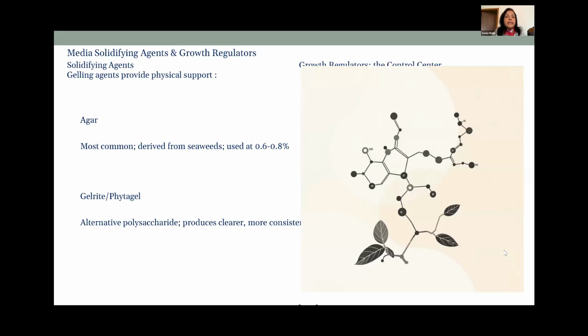And to provide the support, we use different gelling agents, and agar is the most commonly used gelling agent. It is derived from the seaweeds, another plant, red color algae which is growing along the seaside. The agar is obtained from that. And Gelrite and Phytogel are also used in some of the commercial labs. The only thing is that Gelrite and Phytogel give very clear media, but it is more expensive than agar. Agar itself is also expensive, but Gelrite and Phytogel are more expensive than the agar.